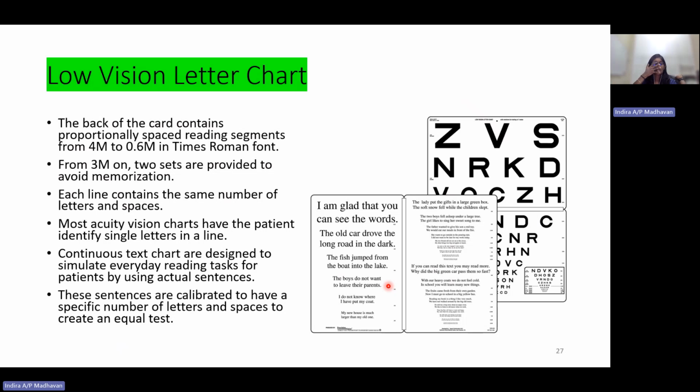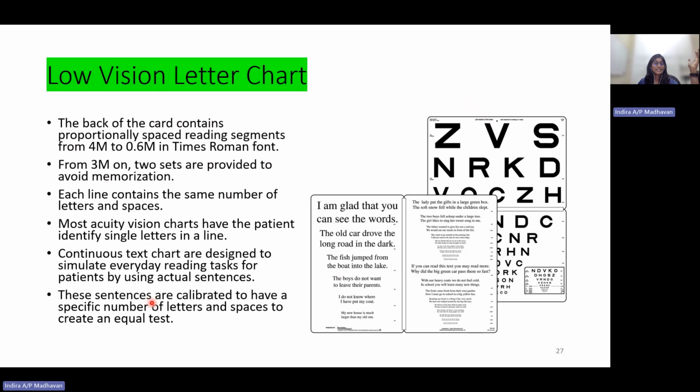Most acuity vision charts have the patient identify single letters in a line, and then continuous text is designed to simulate everyday reading tasks for patients by using actual sentences. So this is the reason why, mostly in the low vision clinics, we only use the meaningful sentence chart, because that is the one that is practical for everyday tasks of a patient, rather than a no-meaning sentence, which is more for research work.